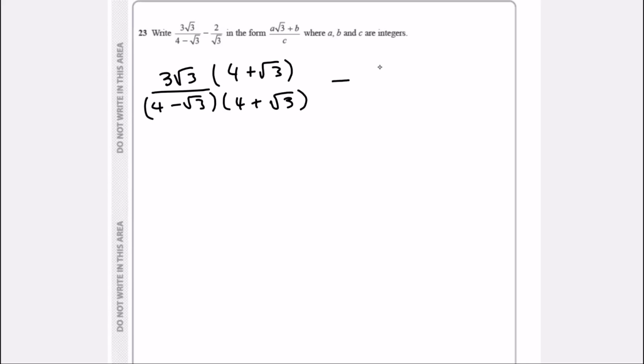So times top and bottom by 4 plus root 3, and the root 3 on the bottom will go. And for our second fraction, it's a simple one. We just times top and bottom by square root 3, and that will get rid of the root 3.